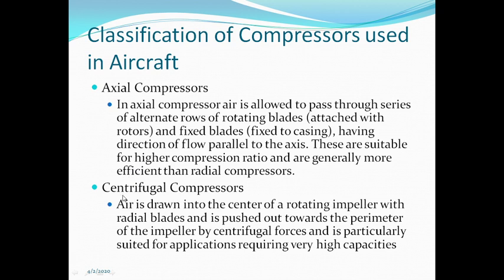The second type of compressor is the centrifugal compressor. As the name says, this works on the centrifugal effect. Here also you will have a rotating component and a stationary component. The rotating component we call the impeller, a rotating impeller. Here the blades are radial blades, and the direction is axial entry and radial exit. That's why we call this centrifugal. Sometimes a combination of these two happens, and those we call mixed compressors. But in the majority of engines, we see these two types, axial and centrifugal.